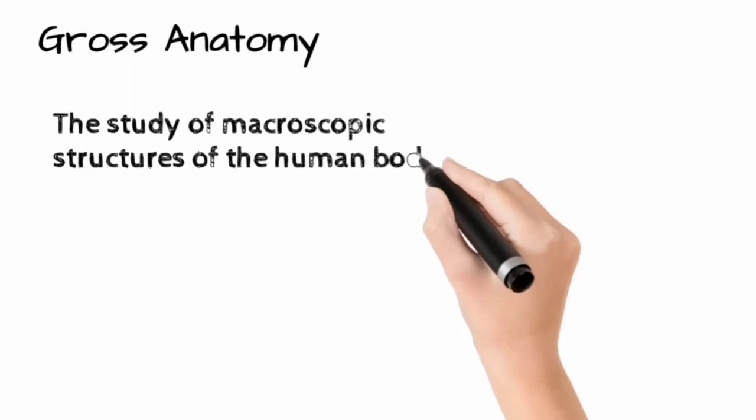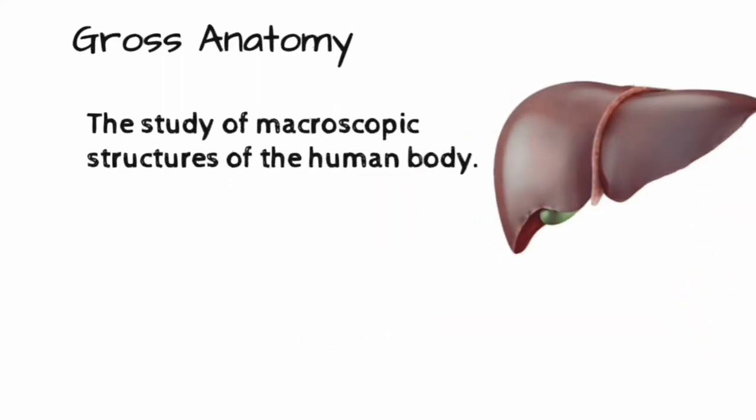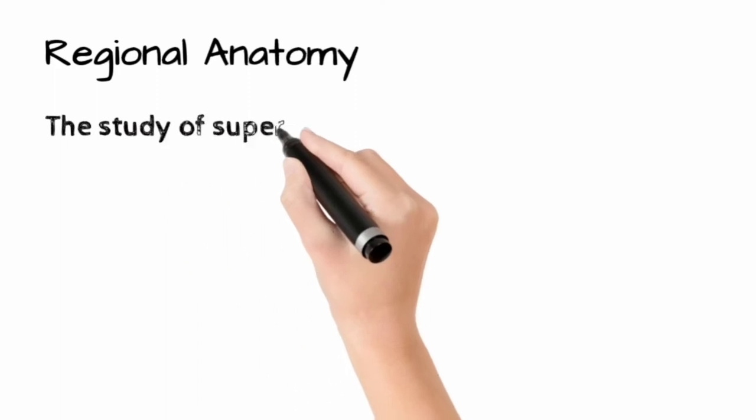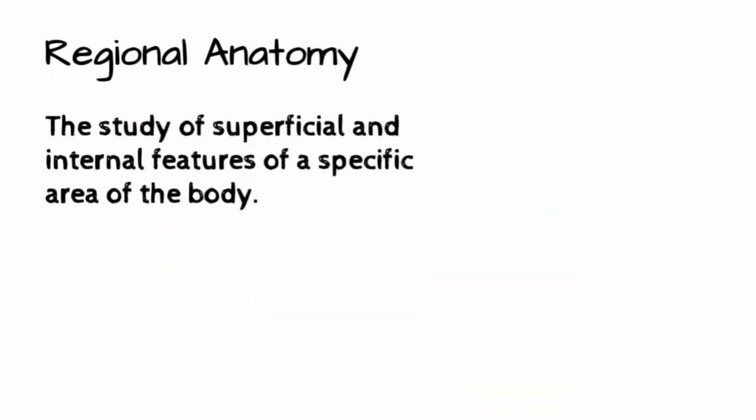Now, let's look at the subdivisions in brief. First, let us see the gross anatomy. The gross anatomy is defined as the study of macroscopic structures of the human body. For example, the anatomy of liver. The gross anatomy further includes the regional anatomy, which means the study of superficial and internal features of a specific area of the body. For example, anatomy of chest region.